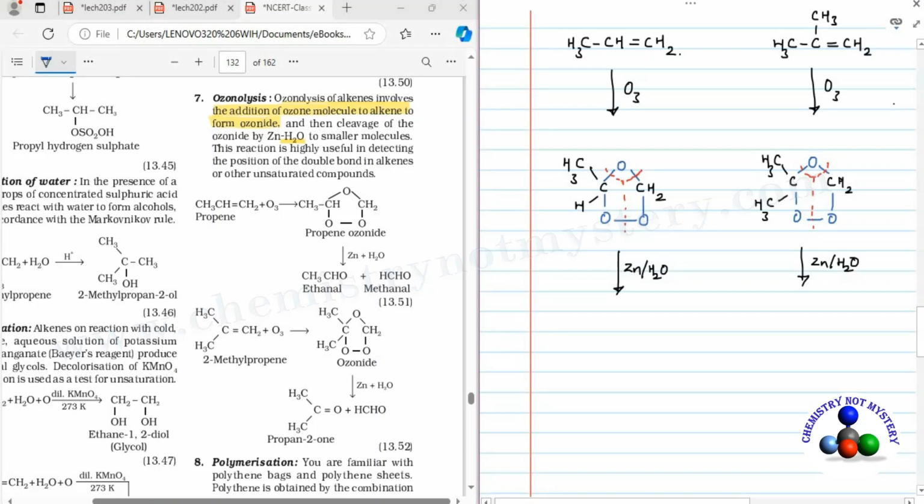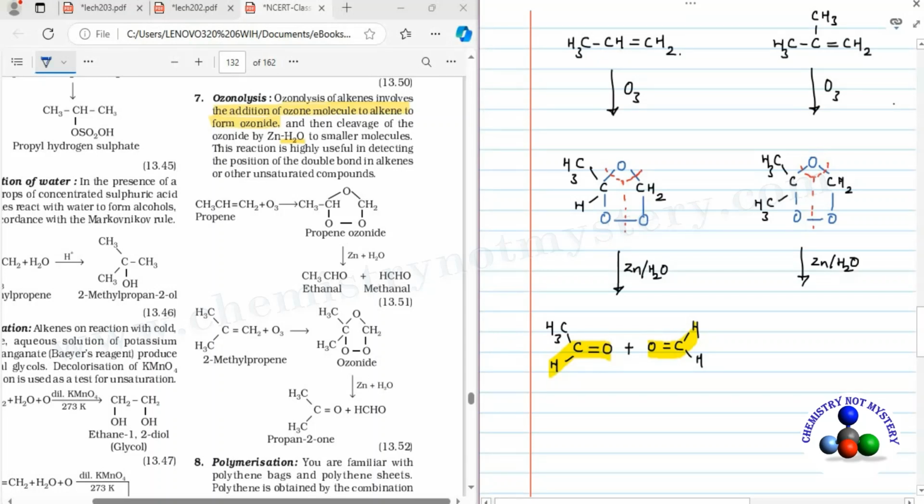And you will get the product. Here you will get C bonded to CH3, on one side it is bonded to H, and you will get a double bond with oxygen. Another product you will get is oxygen double bond carbon, and on both sides it is bonded to hydrogen. So here you can see this is an aldehyde, this is also an aldehyde.